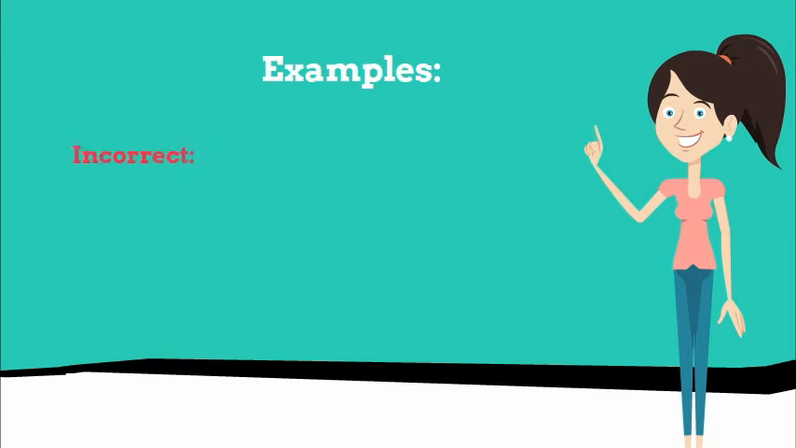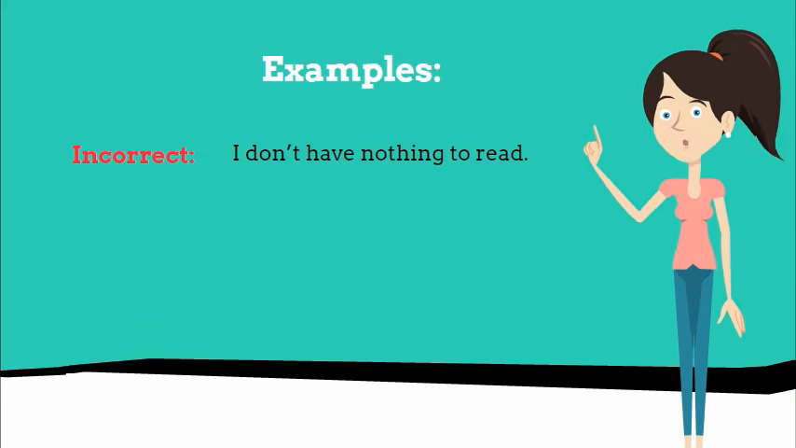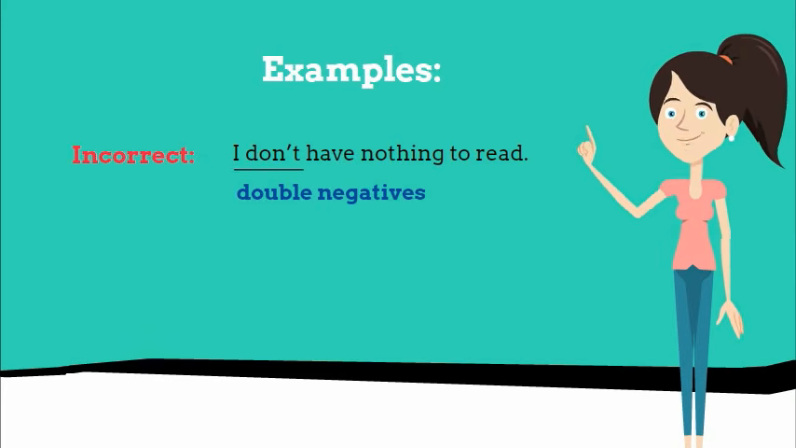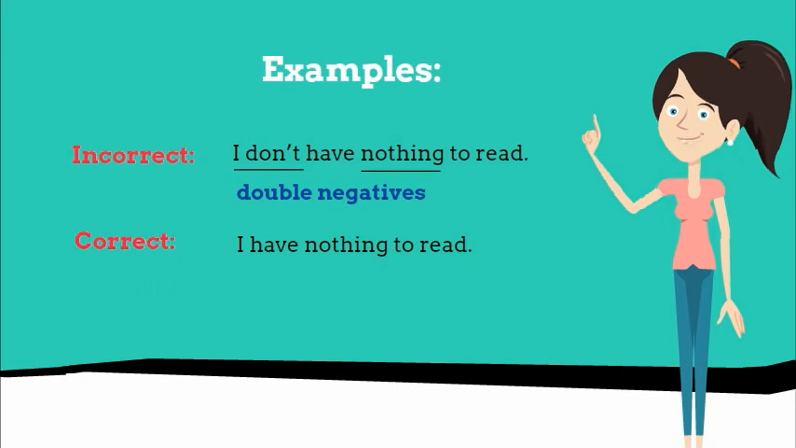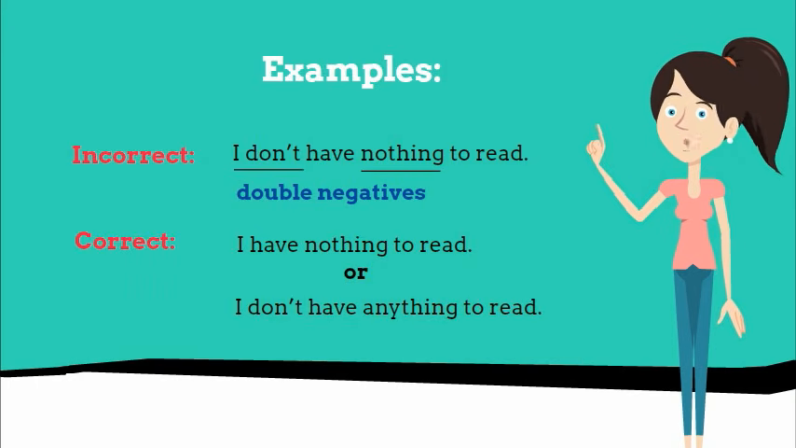Here's an incorrect sentence. I don't have nothing to read. The double negatives are don't and nothing. To correct the sentence, I would say, I have nothing to read, or I don't have anything to read.